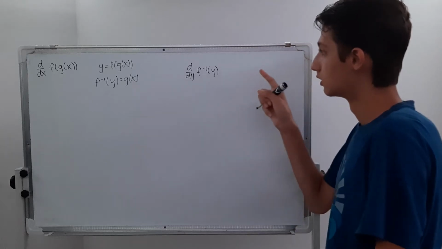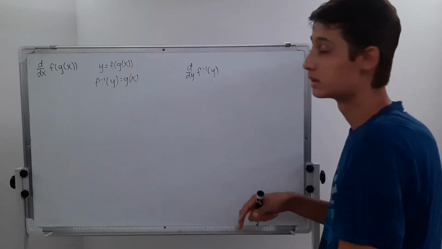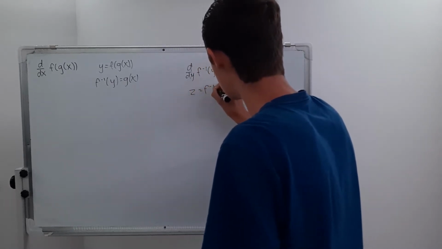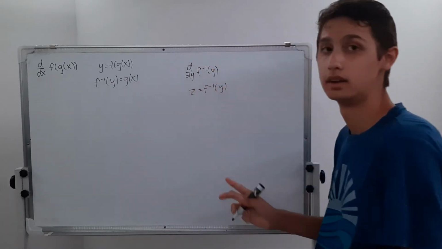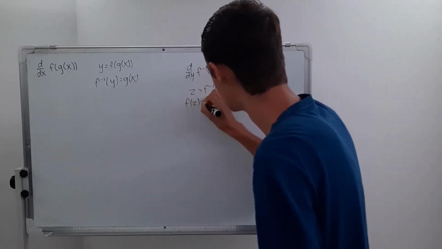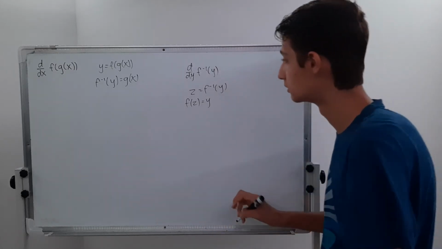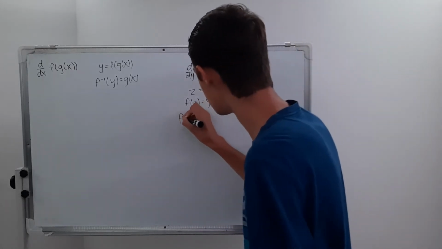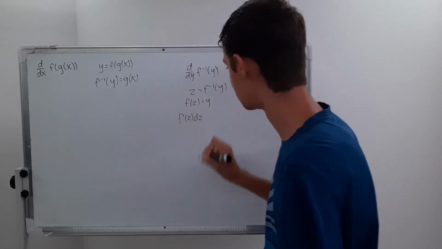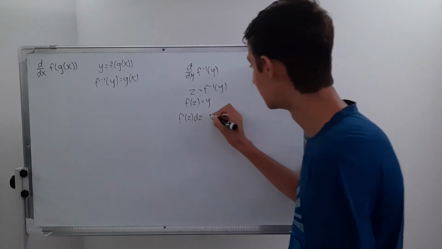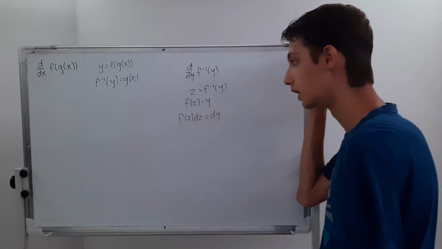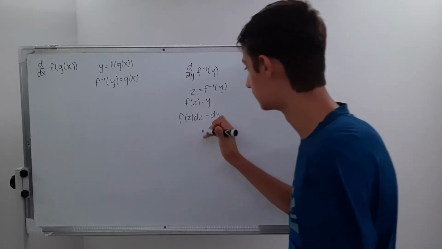Okay, so let's do the same thing we did up here, and set something like z equal to f inverse of y. Fairly standard. We can take the f on both sides, we get f of z equals y. When we take the derivative now, this is going to be f prime of z. But we're forgetting something. Always remember the dz at the end. That's going to be equal to 1 times dy. So now what we need is dz dy.